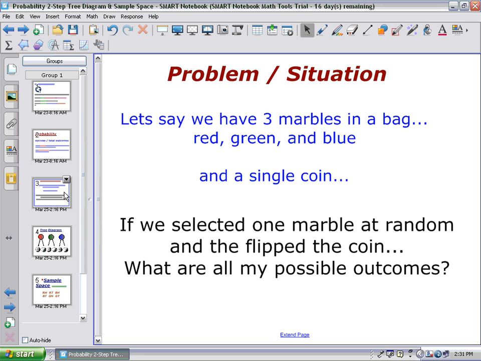Our problem or situation that we're going to have. Let's say we have 3 marbles in a bag. A red marble, a green marble, and a blue marble. And we have a single coin. If we selected one of the marbles at random and then flipped the coin, what are all my possible outcomes? Well, the first thing I could do is create a tree diagram.